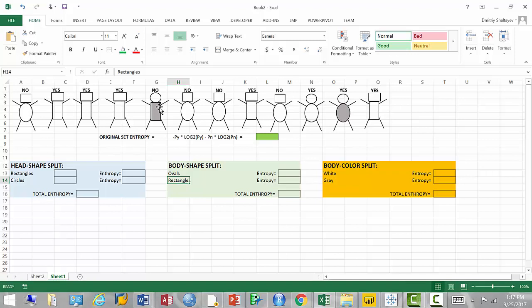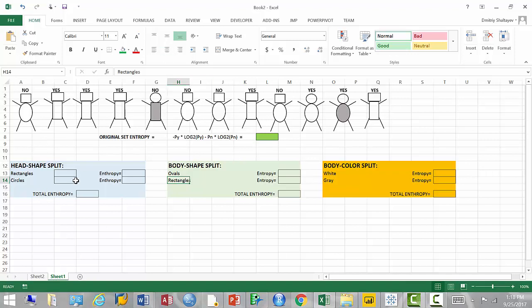So if the next customer comes through the door, and they have, for example, a white body, rectangular body, and circular head, I want to know right off the bat whether or not this customer is going to default on the loan. Well, if it's 50-50 in my group, I can just flip a coin, essentially. Heads, they're going to default, tails, they're going to be okay. So right now I have no way to determine what's going to happen.